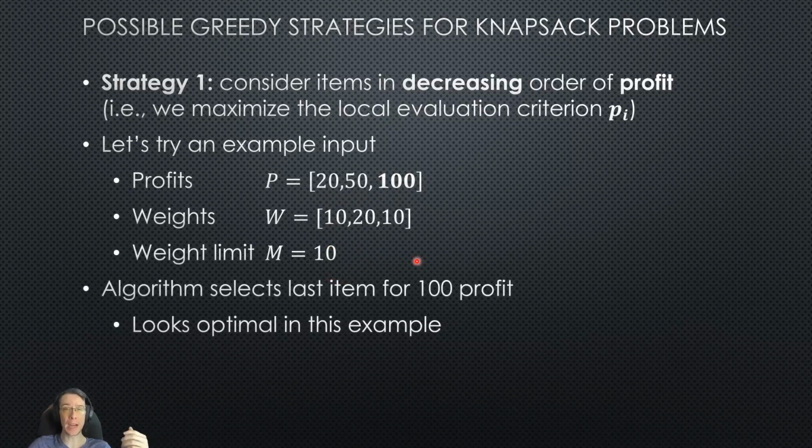But can you come up with an example input where this strategy would not be a wise strategy, where you would come up with a suboptimal solution? So try to think of an input where taking the highest profit item is a bad idea. And I'll give you a moment to pause here and think about that.